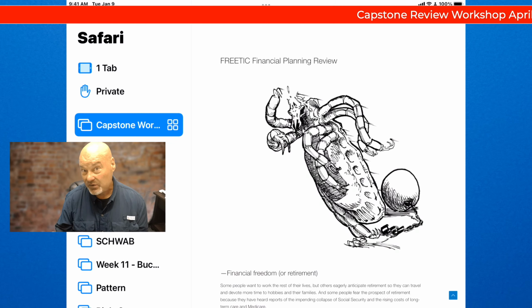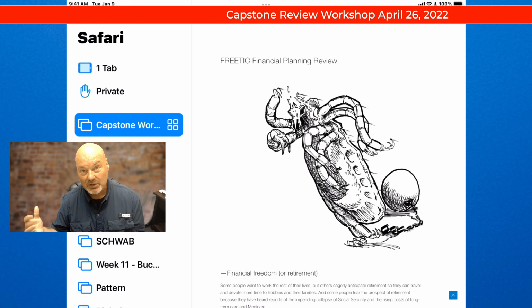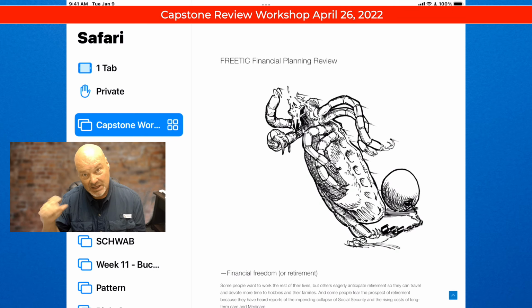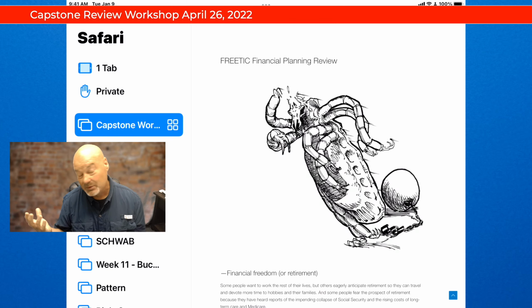I use an acronym for financial planning, retirement planning, if you will. The acronym is FREETIC. I'm going to go over that because that's what you've been learning this semester, whether you know it or not: the FREETIC process.